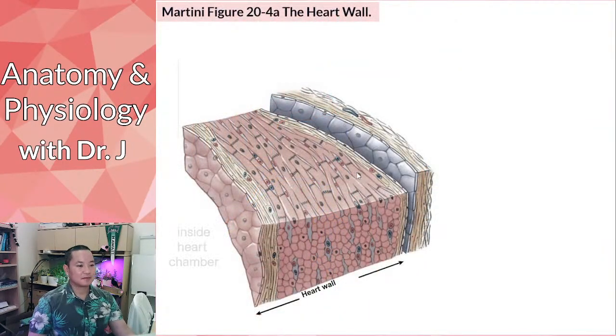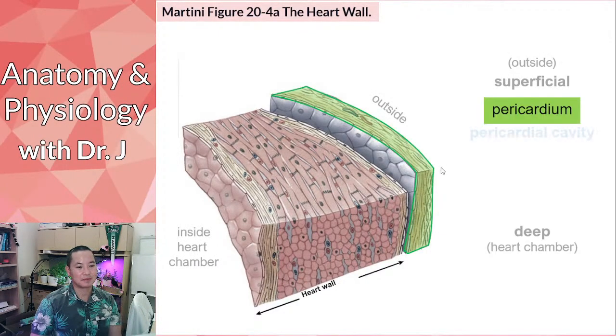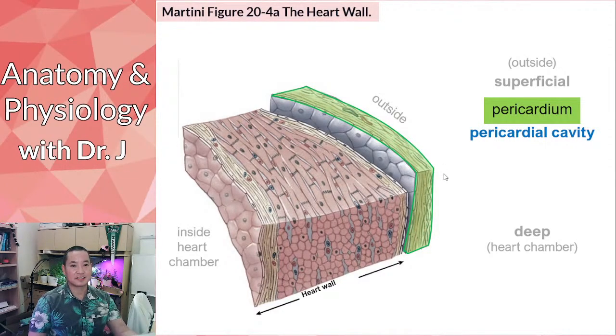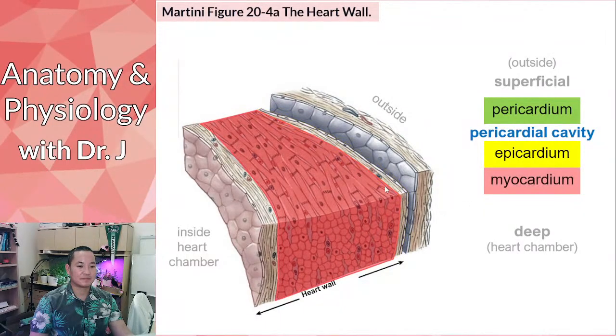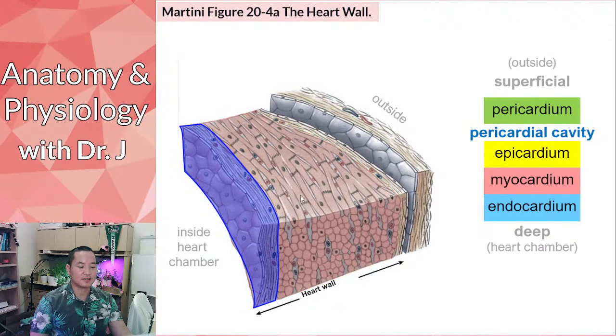The thing about the heart wall, remember we talked about the different layers of the heart wall, going from superficial to deep. You have the pericardium, and then you have that little space called the pericardial cavity, which is exaggerated in this case, the epicardium, and then the myocardium and the endocardium.